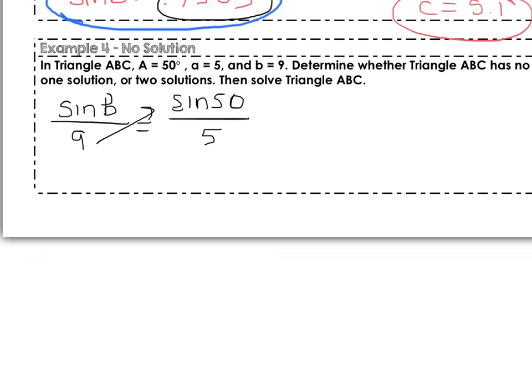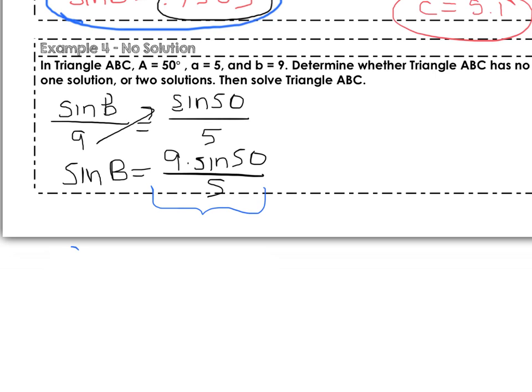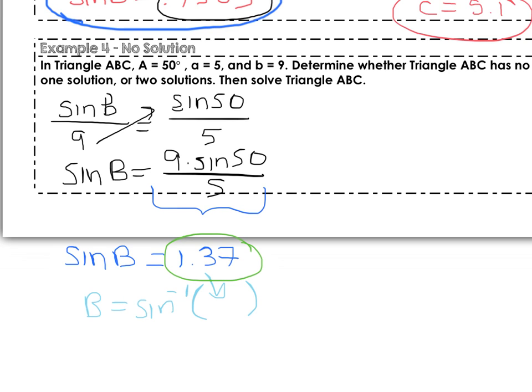Well, I'm going to multiply both sides by 9. So sine of B is equal to 9 times sine of 50 all over 5. When you type this expression into your calculator, you're going to get 1.37. And if you didn't notice, and if you kept going and did sine inverse of this quantity, your calculator would all of a sudden go into conniption and say error. Well, error implies no solution, but here's why. The reason it's an error is because this value is greater than 1, and like I pointed out before, our sine values are bounded between 1 and -1.